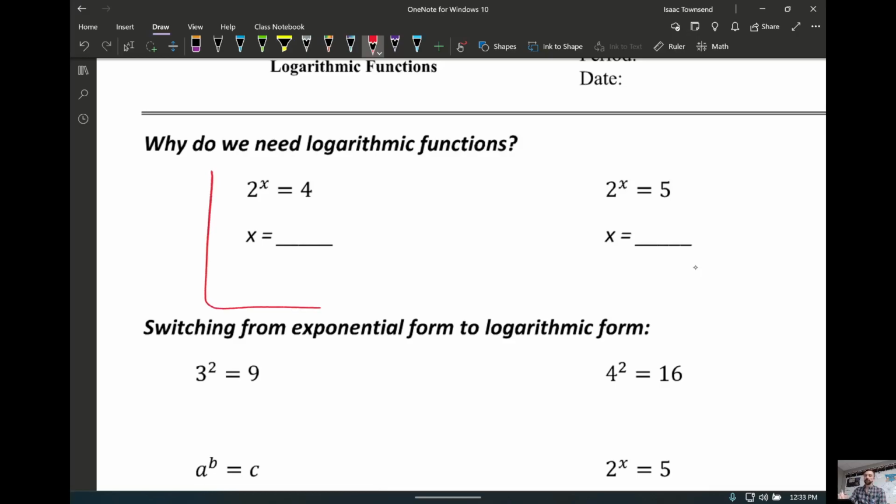So, if I ask you this question on the left, you should be able to answer this one. 2 to what power gives us 4? 2. Okay, but then over here, 2 to what power gives us 5? Square root of 5. Nope. Log base 2 of 5. Correct. But notice he said log.